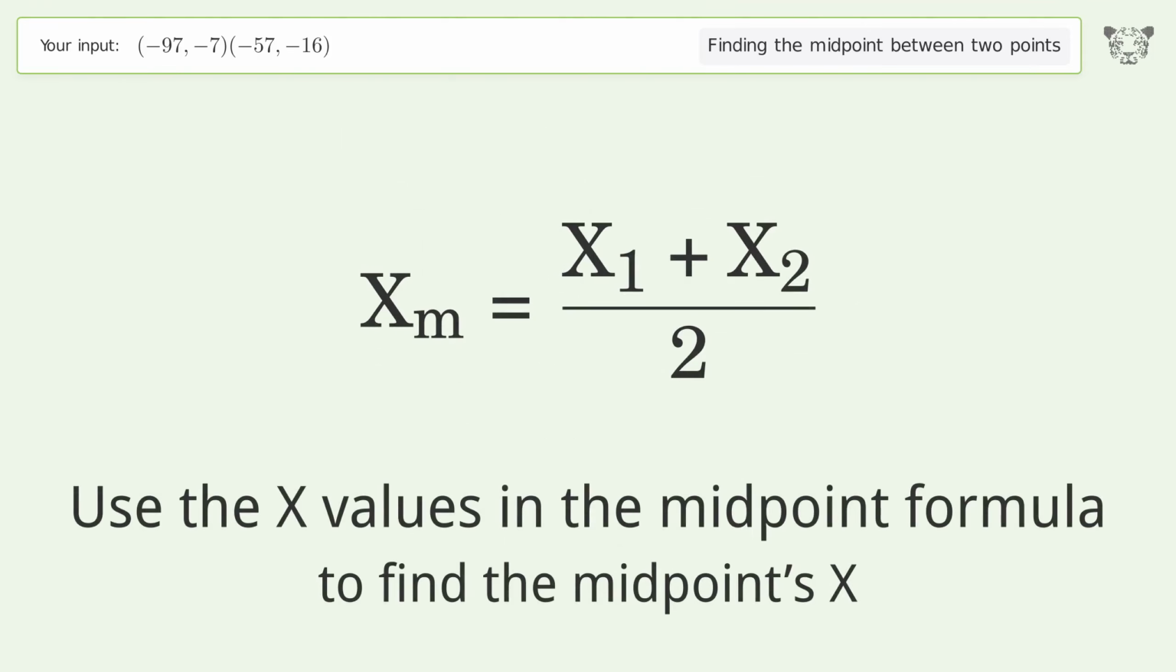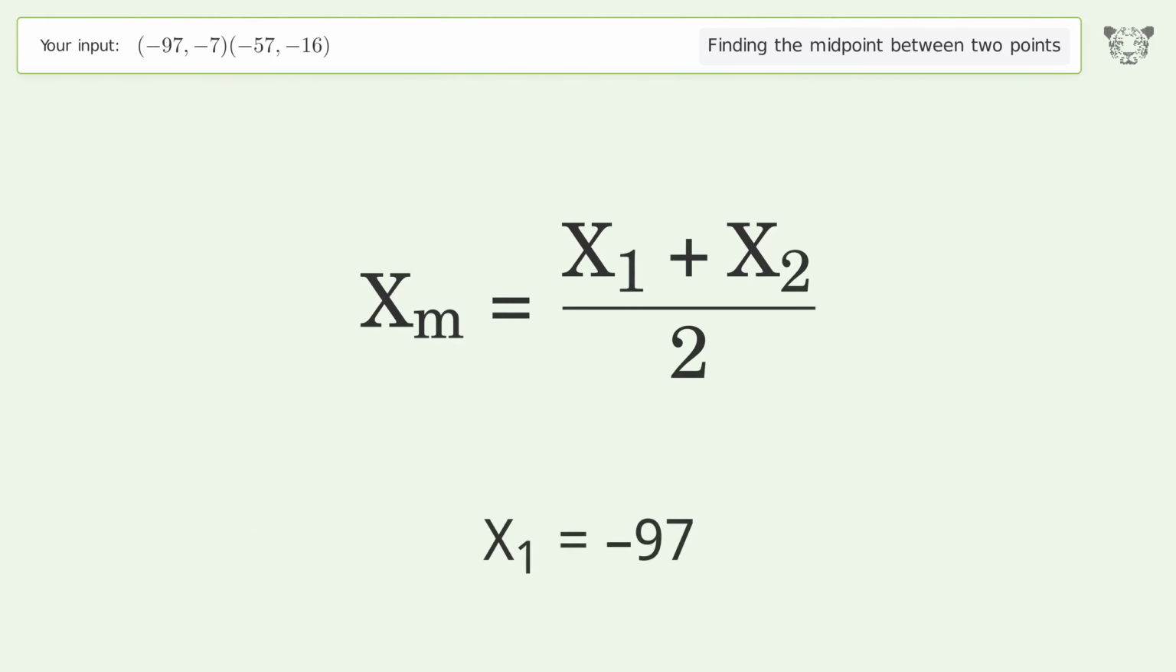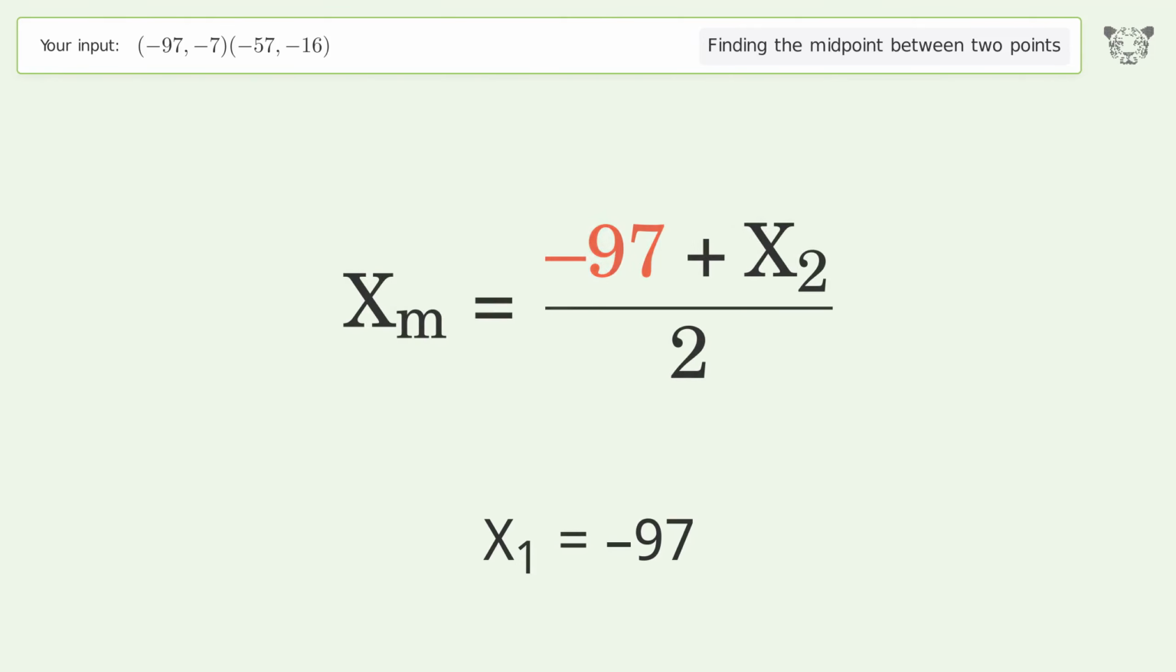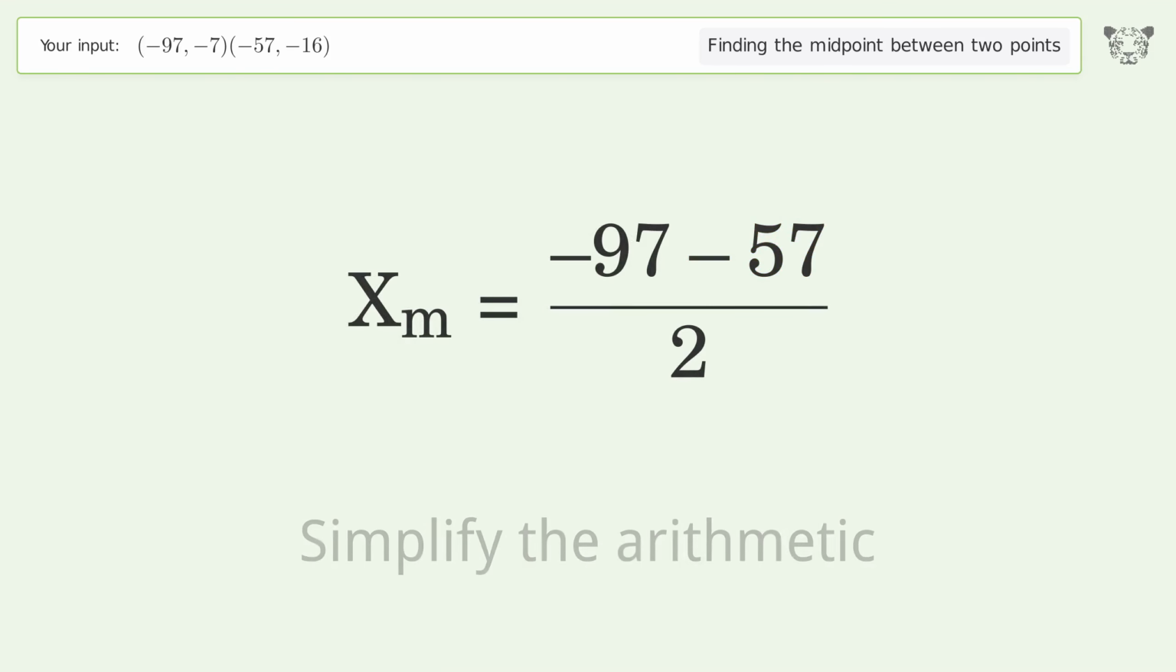Use the x values in the midpoint formula to find the midpoint's x. x1 equals -97. x2 equals -57. Simplify the arithmetic.